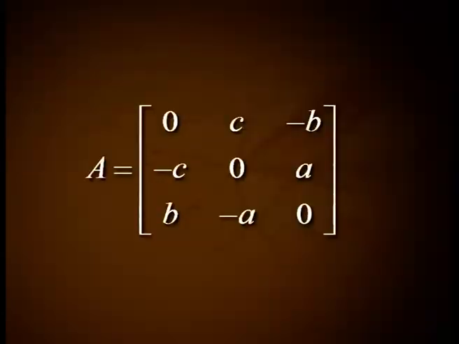Example 3. Show that the matrix A = [[0, c, -b], [-c, 0, a], [b, -a, 0]] satisfies the Cayley-Hamilton theorem.